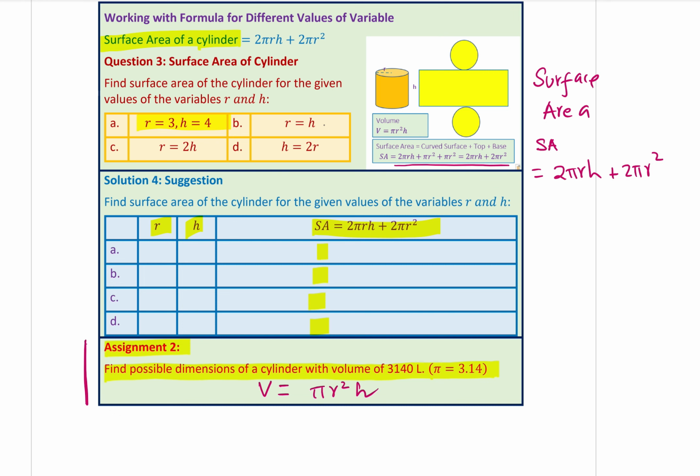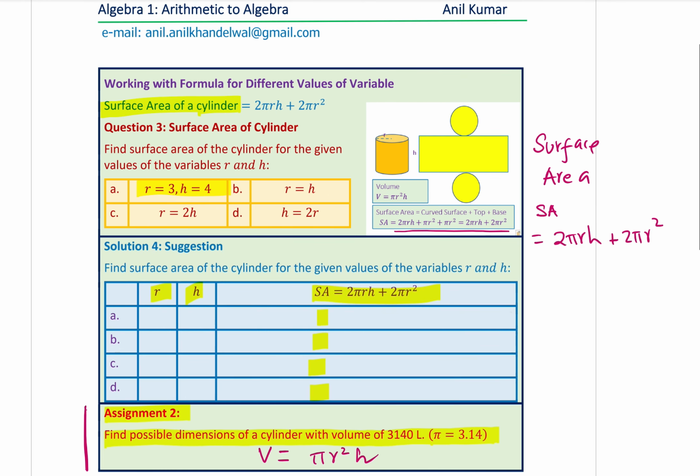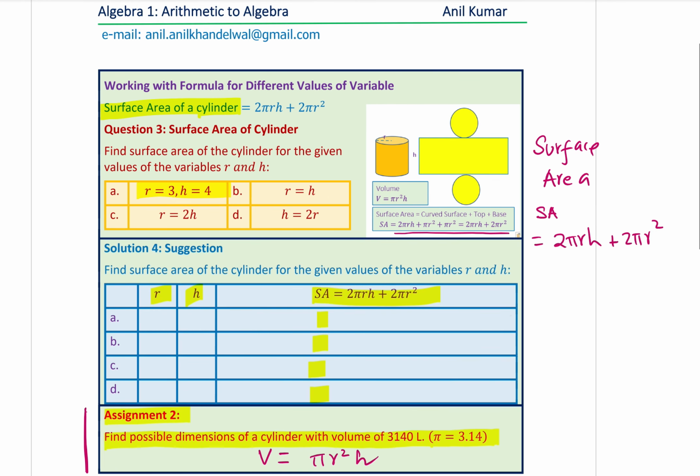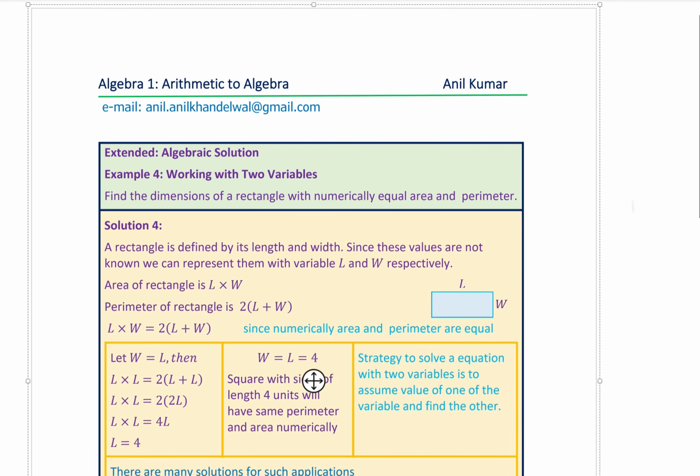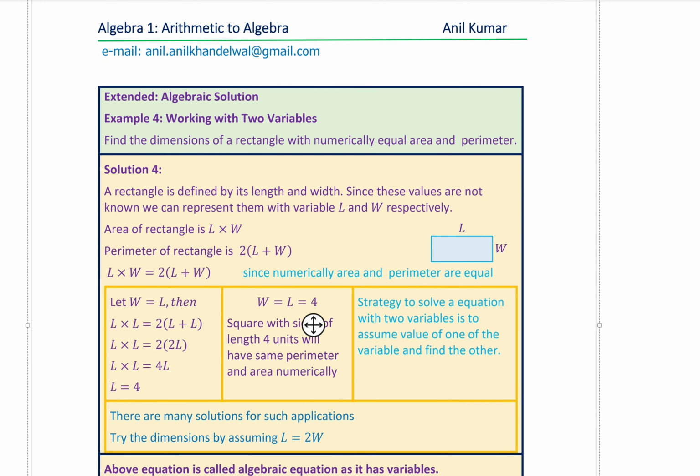So let's move on and see the next example. That will bring us to more learning. Okay, example 4. We are still working with variables. However, this time we are working with two variables simultaneously. Well, in earlier examples also, you were working with two variables. Length and width, both were the variables, correct? This time, the question is twisted a bit. It says, find the dimension of rectangle with numerically equal area and perimeter.